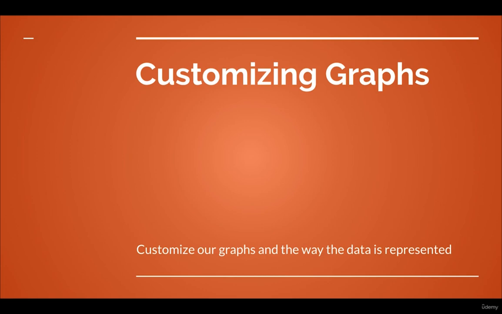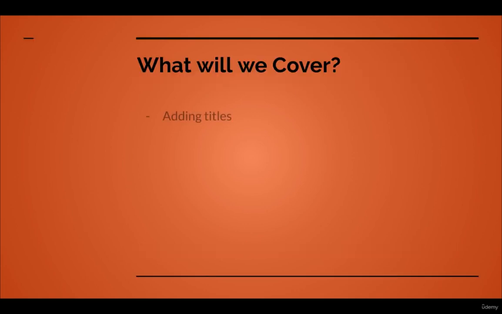Here we're going to work on customizing our graphs, and it will be a way to customize how the graphs appear as well as how the data is represented. We'll start by adding titles to the graph and then changing the axes, so just adding axes labels. And finally we'll finish off with changing the line or the dot appearance of the graphs. So let's head on over to the code now.